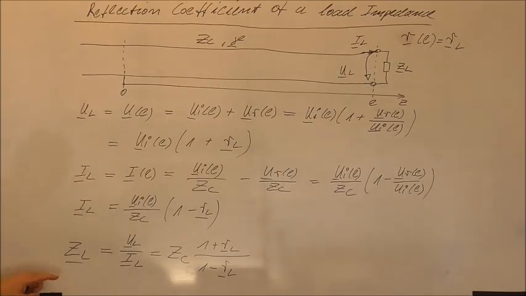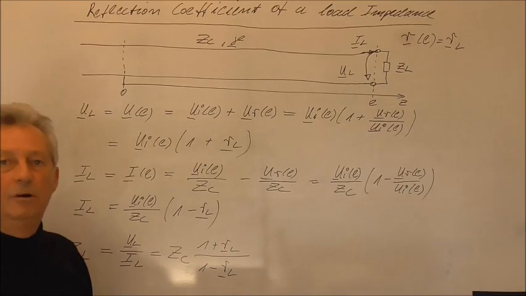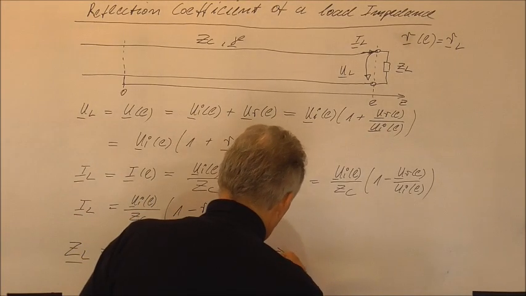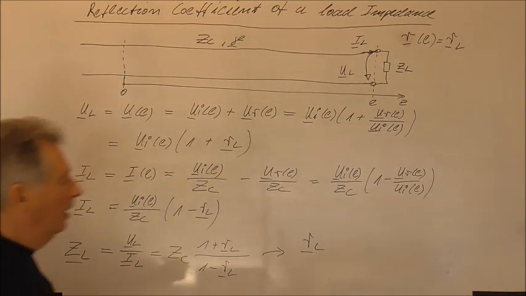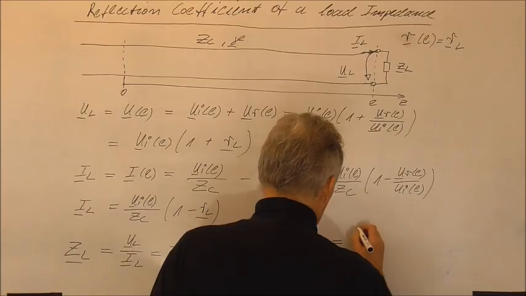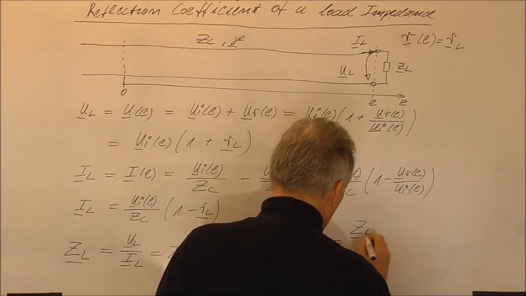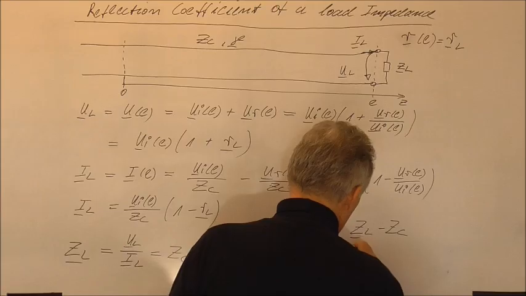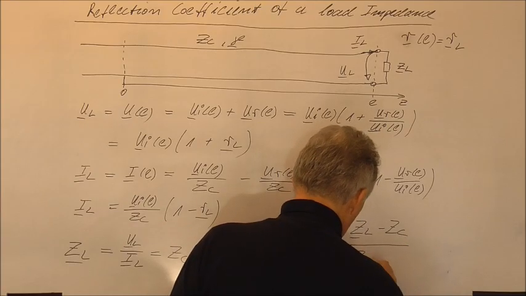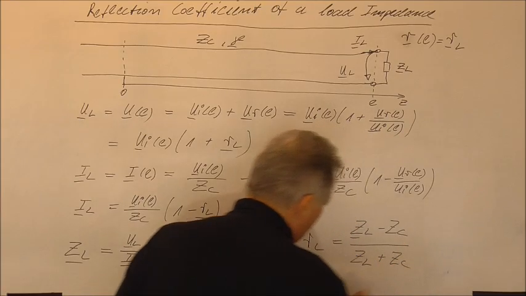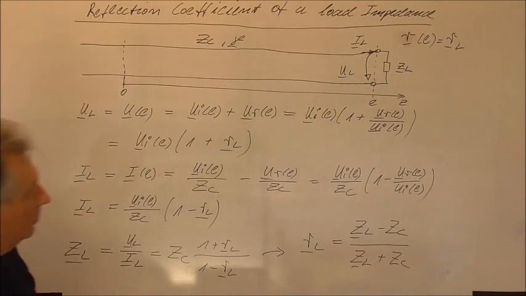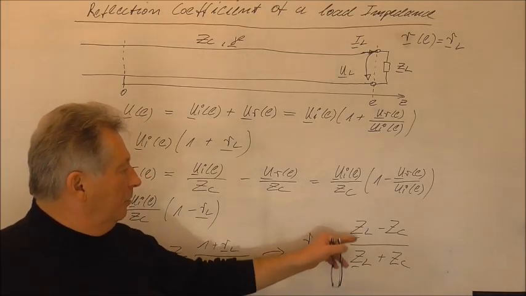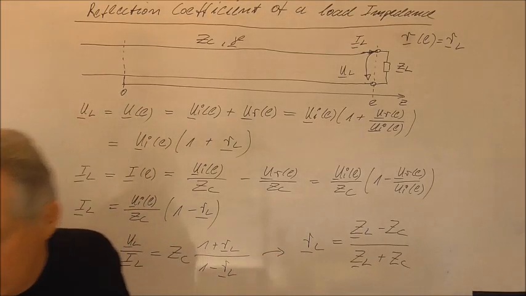So we have here an expression where we have the load impedance ZL, Zc and R of L, and of course this is easy to resolve. So if we resolve for R of L, we will find that this is ZL minus Zc divided by ZL plus Zc. So we found now an expression. With the help of this expression, for an arbitrary load impedance, we can calculate the reflection coefficient here.